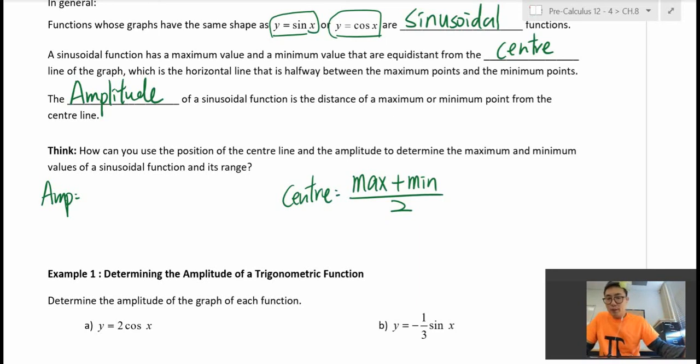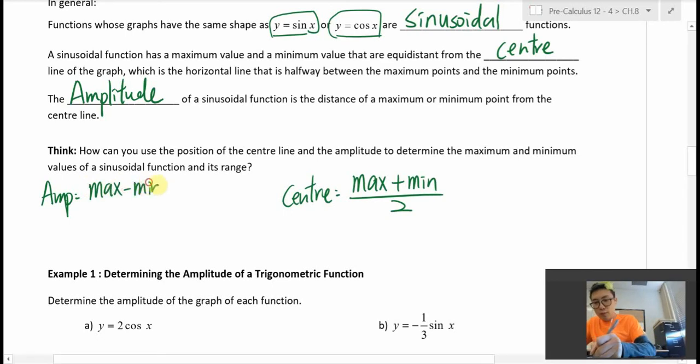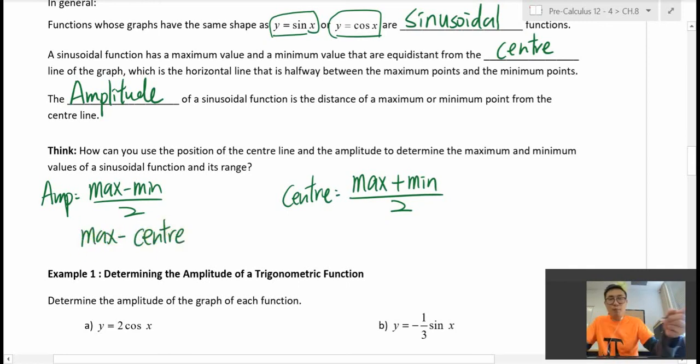And amplitude then simply is going to be the maximum minus the center line. Or you can actually do it this way too. There's a formula: max minus min divided by 2. I usually don't use this formula because it's less obvious why it's max minus min divided by 2. I always just take the maximum and take away the center line, because it's simply the distance between the maximum and the center line. So I always find the center line first, and then I can find the amplitude, given that we have the maximum and the minimum.